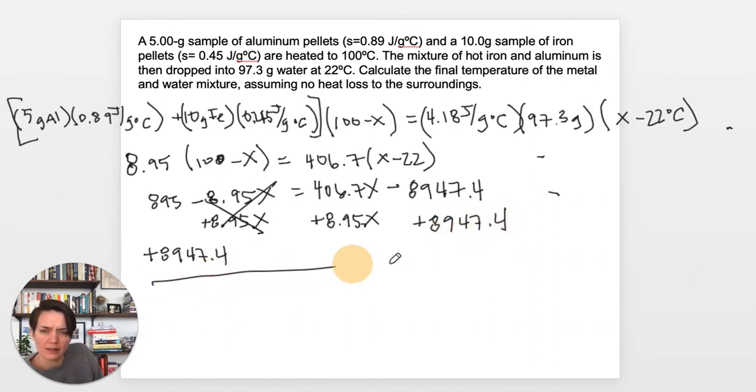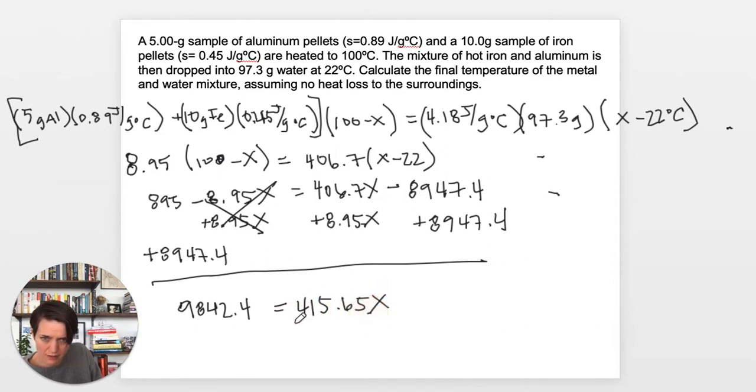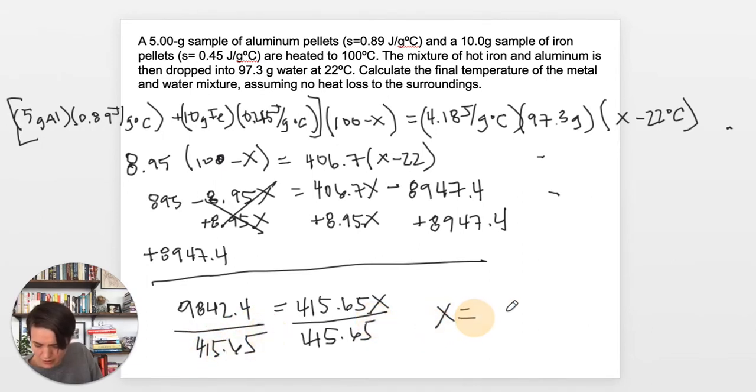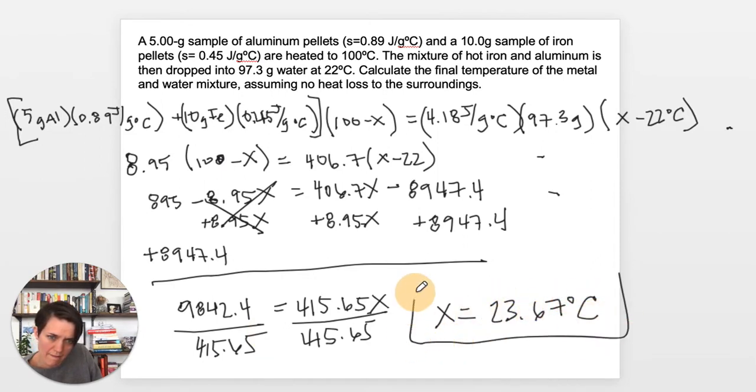And now we can simplify those to 9842.4 being equal to 415.65x. Divide both sides by 415.65, and you get x being equal to 23.67 degrees Celsius.